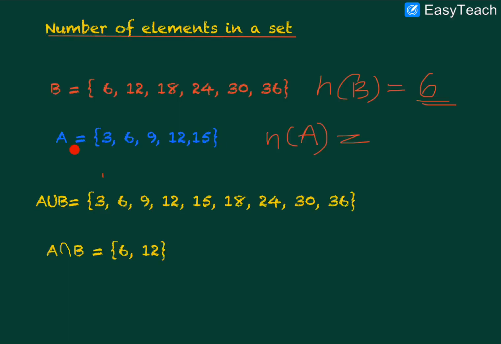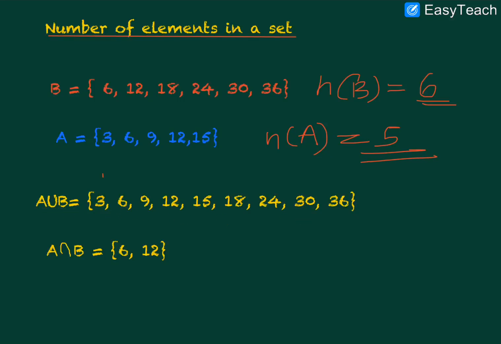Next we are going to find n of A, that is how many elements are in the set A, represented as n(A). Counting the elements: 1, 2, 3, 4, 5. So there are 5 elements in A. So n(A) is equal to 5.